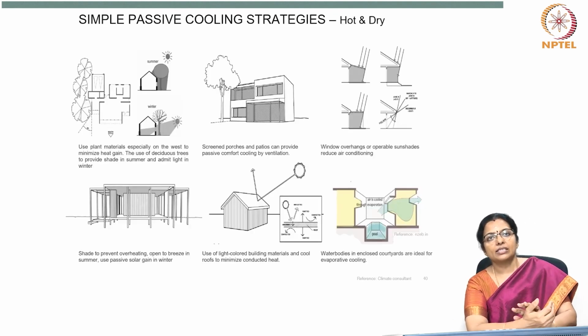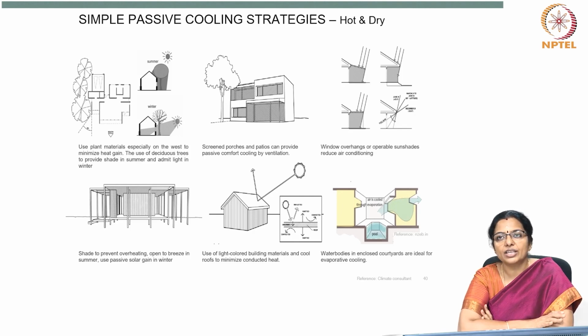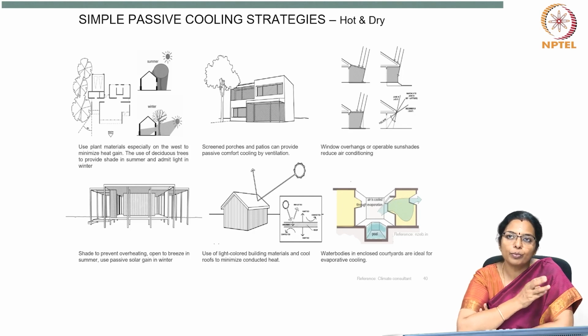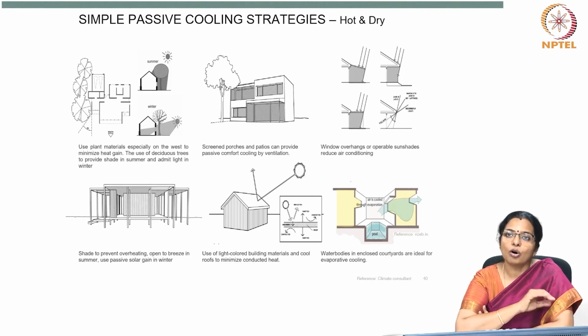Next, we will see simple passive cooling strategies in hot and dry climate. Using plant materials, especially on the west, to minimize heat gain. So, you should block the west. The easiest way to block the west through simple passive strategy is use of vegetation. Screened porches and patios can provide passive comfort cooling through ventilation. Window overhangs or operable sunshades, they reduce air conditioning.